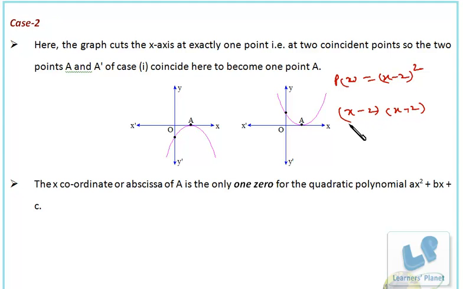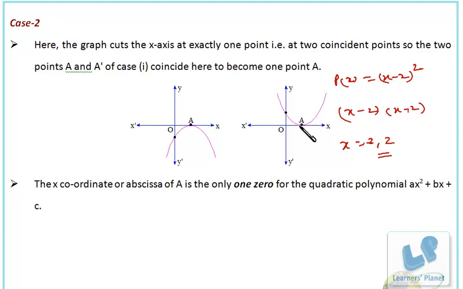Now if we have to find out the zeros of this polynomial, I'll equate it to 0. So both the values will be 2 and 2 only, right? So that means in this case, when both the values are equal, then the parabola will touch x-axis, or we can say it will intersect x-axis only at one point, right?